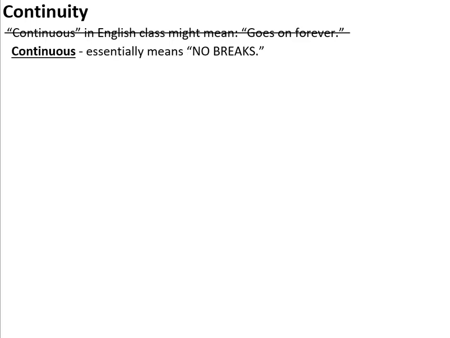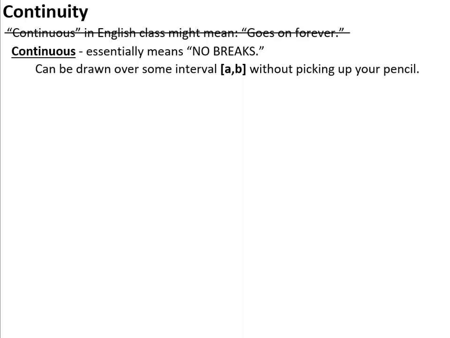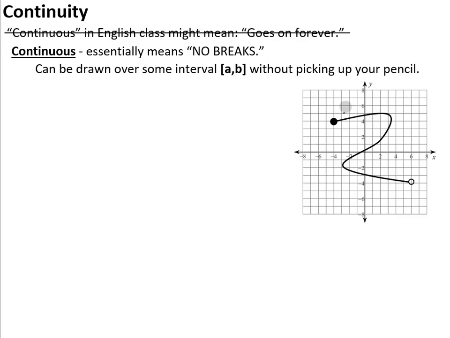So in math class, and this is not a very mathematical definition, essentially it means that our function has no breaks. You should be able to draw it over some interval without picking up the pencil. For instance, here's a very funky looking graph, which definitely does not qualify as a function, but it is continuous from here up to, and not including, an x value of 6. You could draw it without picking up your pencil. There are no breaks from here to here. Now this point's not included, but maybe our interval doesn't include 6. So that's what we mean by continuous.